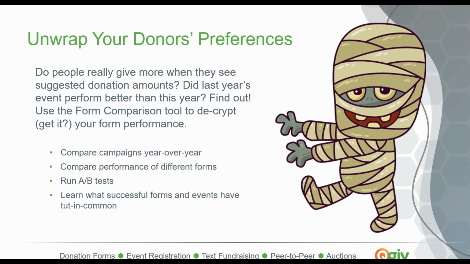So if you had a campaign that you ran last year, you can look at those two forms next to each other. You can also run A/B tests here, which, if some of you are data nerds like I am, is really fun. You can make two forms that have a slight difference between them, run them side by side, and then compare them to see which form your donors prefer. And then you can look at successful forms and successful events and see if they have anything in common with each other that you can then apply to your other fundraising forms.